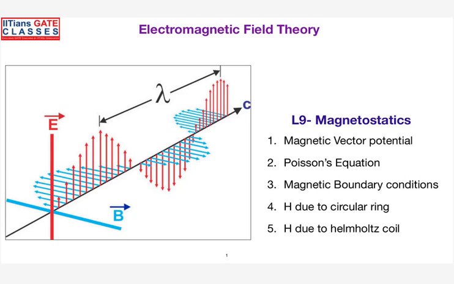More session is there, that is to complete the magnetostatics part. So we'll be done with the first chapter, static electric fields and magnetic fields. In today's lecture, we'll see the concept of the magnetic vector potential, Poisson's equation in magnetic fields, and the boundary conditions. We will see the magnetic field intensity due to different configurations, something like due to a circular ring, and the magnetic field intensity due to a Helmholtz coil. So these are the topics for today.